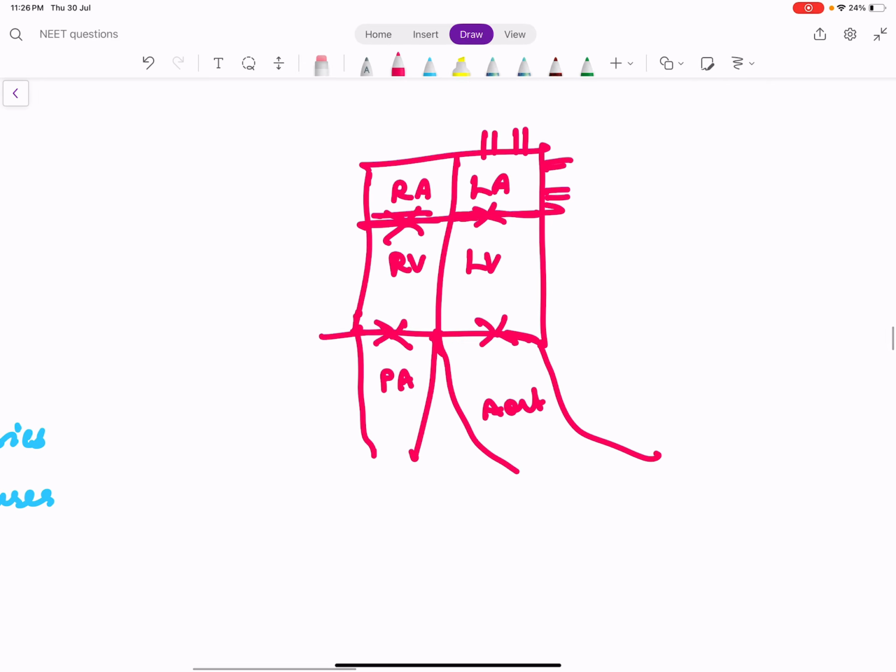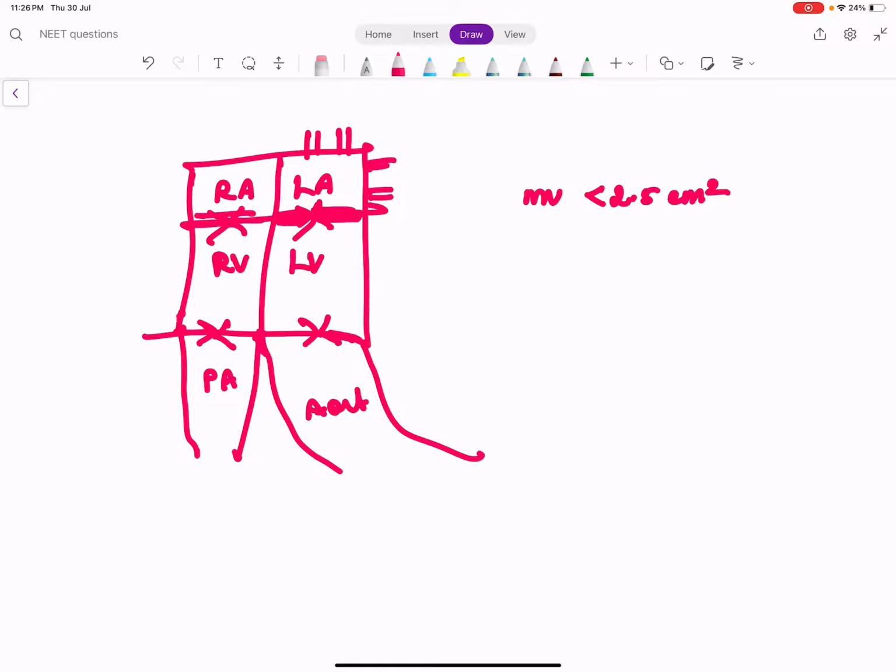For example, there is a mitral stenosis, which is the prototype disease. When mitral stenosis is there, the mitral valve is less than 4 centimeters square. So when the mitral valve becomes short, what happens? The blood finds it difficult to move from left atrium to the left ventricle during atrial systole. So atrial systole is actually ventricular diastole. So mitral stenosis is a diastolic event. Blood finds it difficult to move from left atrium to the left ventricle.